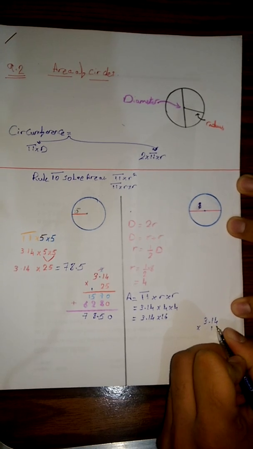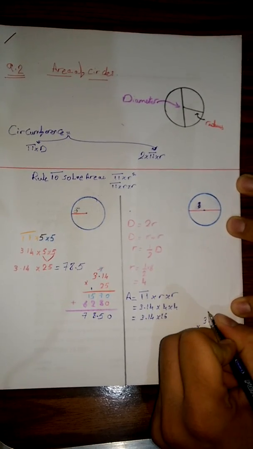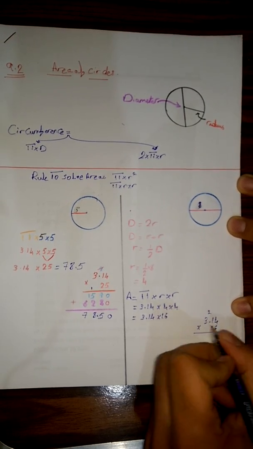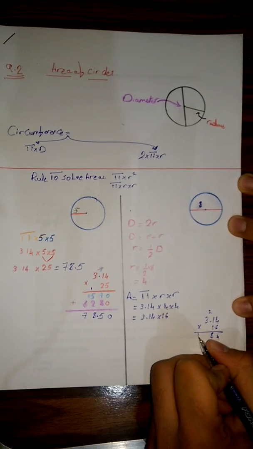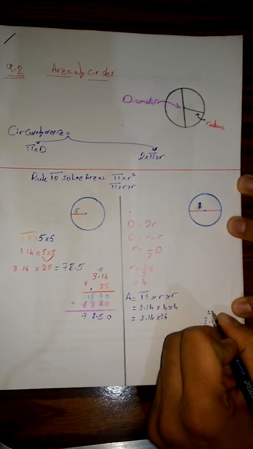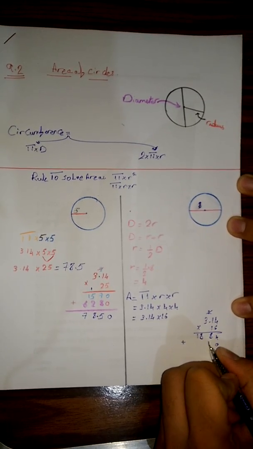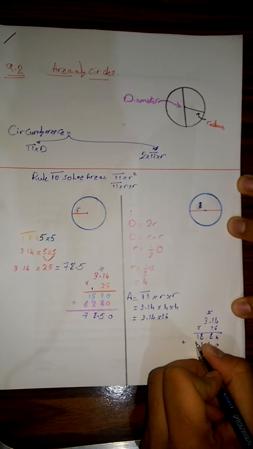3.14 multiplied by 16. 6 times 4 is 24, 4 and carry up 2. 6 times 1 is 6 plus 2 equals 8. 6 times 3 is 18. Put a 0, put a plus, cross any carry up. 1 times 4 is 4. 1 times 1 is 1. 1 times 3 is 3.